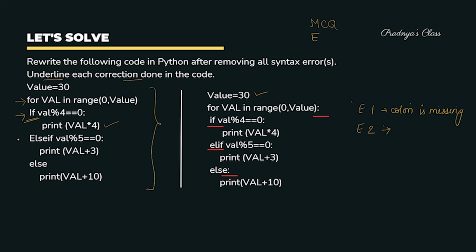If we proceed with the next statement, we can see here the else is a wrong keyword. The correct keyword is elif. So we got the third error. The next statement is correct. After that, colon is missing with the else statement. So this is the fourth error. Colon is missing and the last statement looks okay.